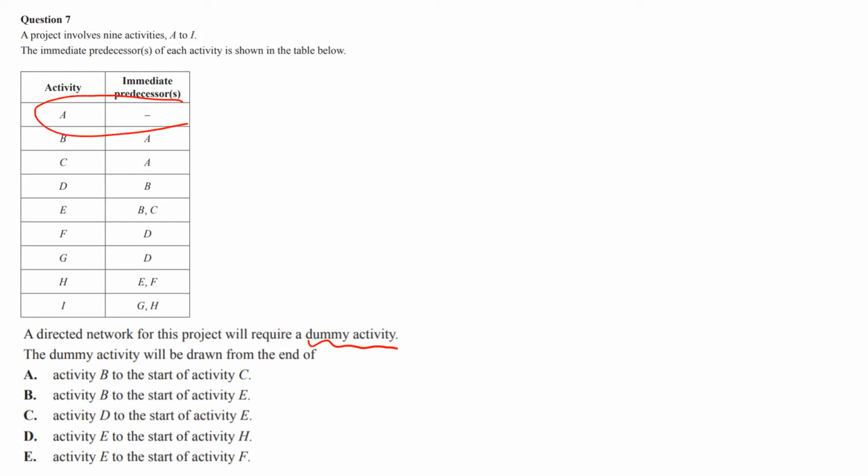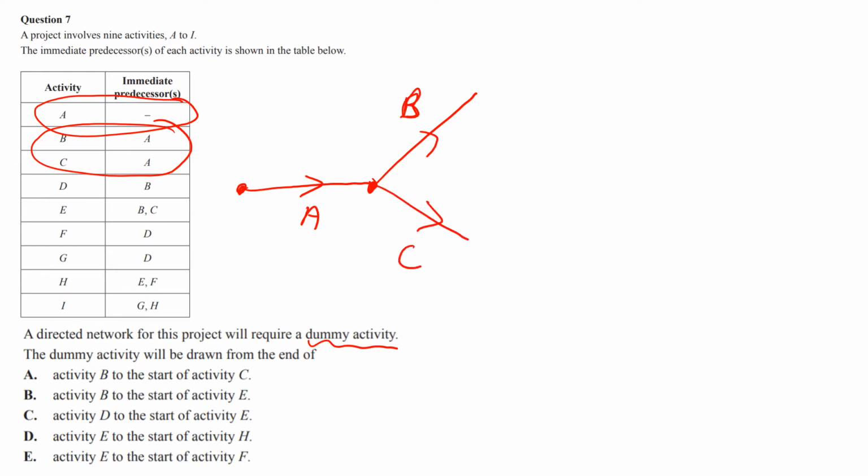Now, looking at this, we can see we've got a start point, and only A has no immediate predecessors, so we can go like that. Here is our A. Then we can see B and C both need A, so we can do a joint like that, and then we go B, and then like that, that's C. And so they're done, they're fine.